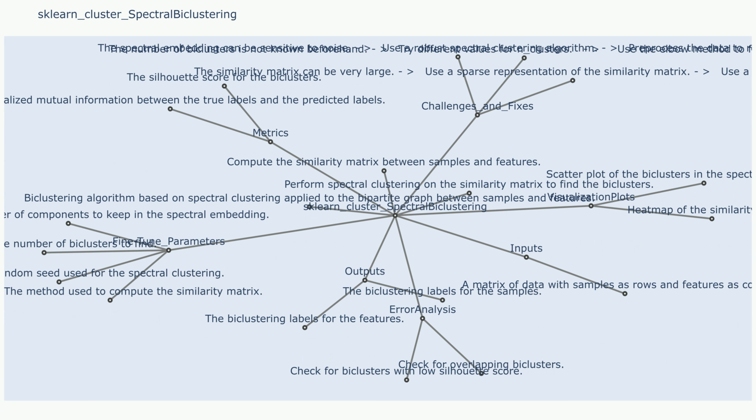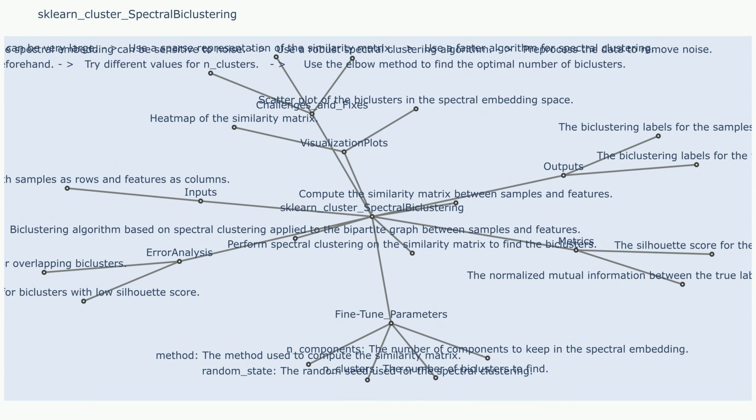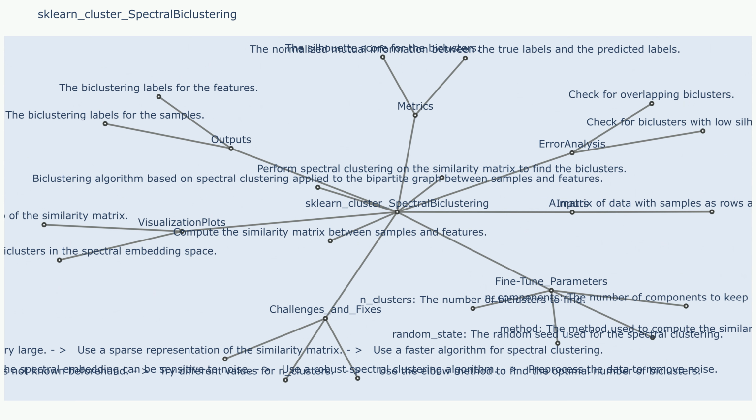Challenge 1: finding the optimal number of clusters. Choosing the right number of clusters can be challenging. Sample use case that resulted in challenge 1: trying to find the best number of clusters for a dataset with weak biclustering patterns. Fixes to challenge 1: use a range of cluster numbers and evaluate the biclustering results using metrics like the silhouette score or NMI. Explore other methods like the elbow method or silhouette analysis to help determine the optimal number of clusters.